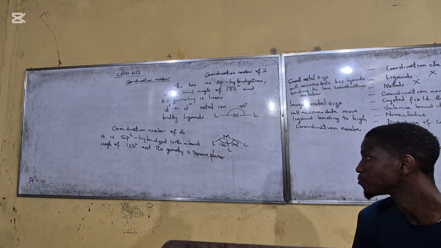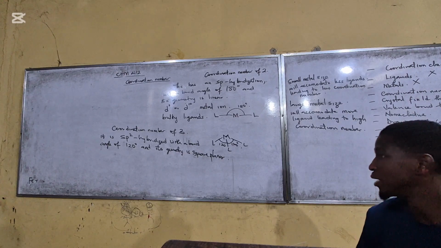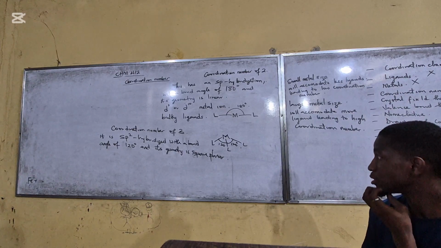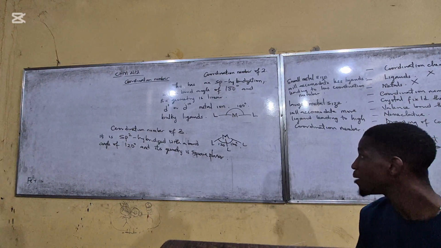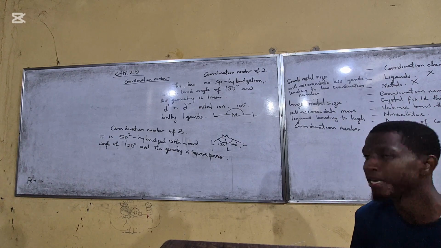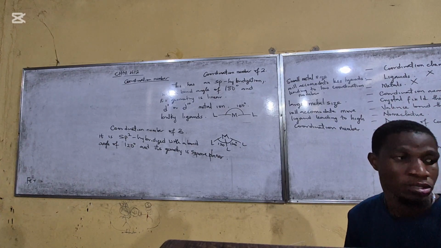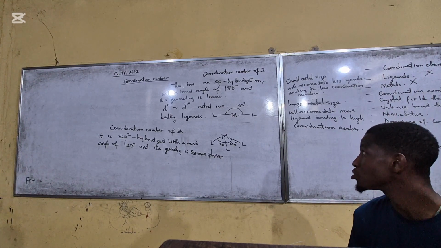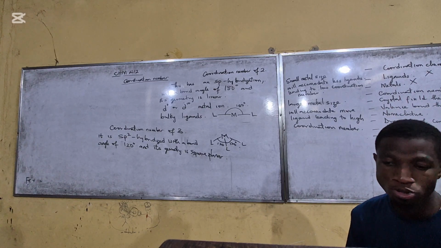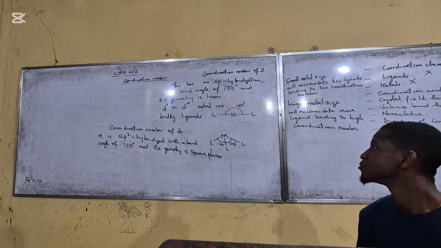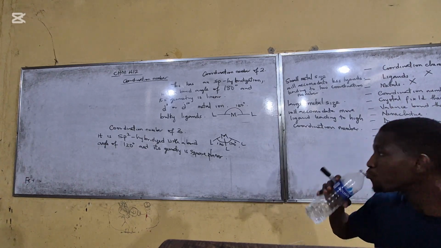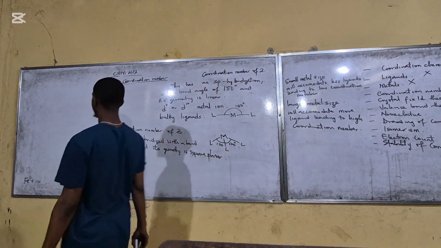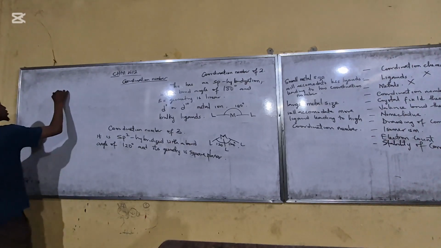Quite similar, only that this one is sp2 hybridized, the other one is sp hybridized. It's favored by bulky ligands and d10 configuration, metals with d10 configuration. They also have a coordination number of 4.